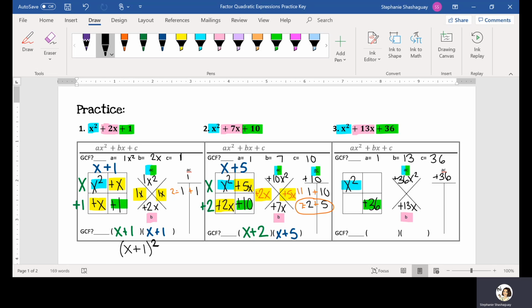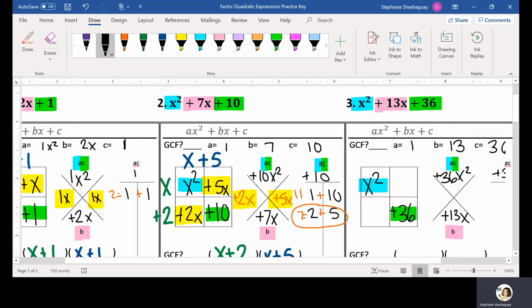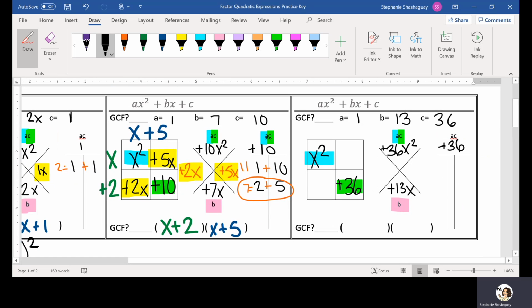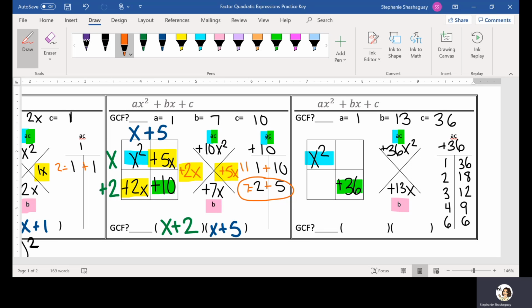So to start at the beginning, I'm just going to zoom a little bit so it's easier for me to write. I have 1 times 36, 2 times 18, 3 times 12, 4 times 9, 6 times 6. Since these are all positive numbers, because I'm looking for a positive answer and my B term is positive, I'm going to add them together to see which one gives me that 13.